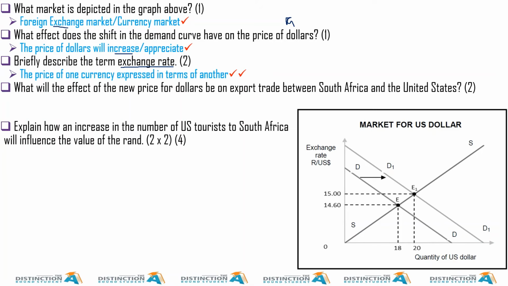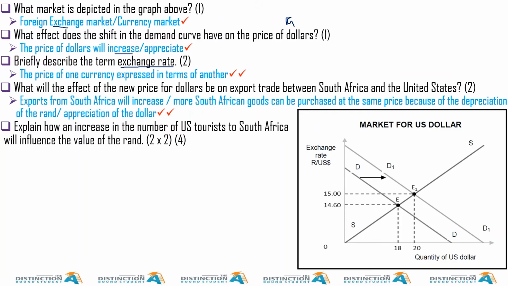What will the effect of the new price of the dollar be on export trade between South Africa and the US? This would mean that American goods will be expensive. So exports from South Africa will increase. Why? Because Americans would find our goods cheaper. So they can get the rand at a cheaper price, meaning they can also buy more in South Africa. So that will be a good thing. It will create oversupply of the dollar, and that will cause the rand to appreciate again.